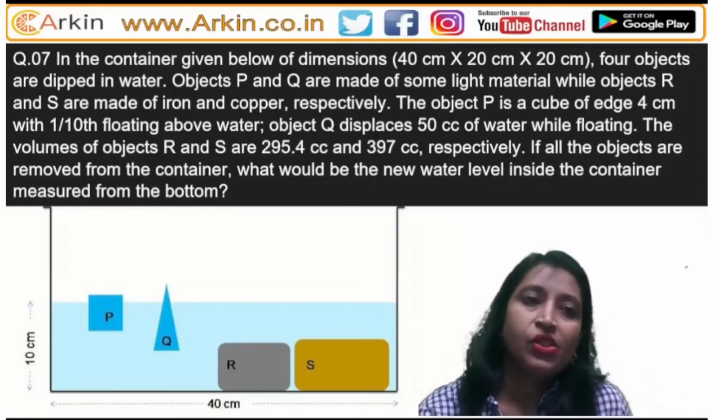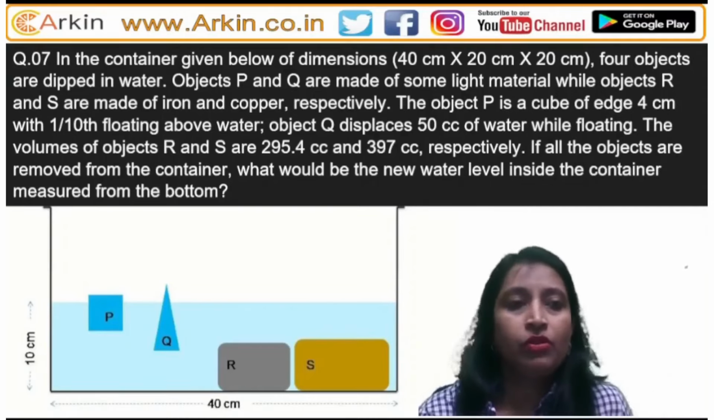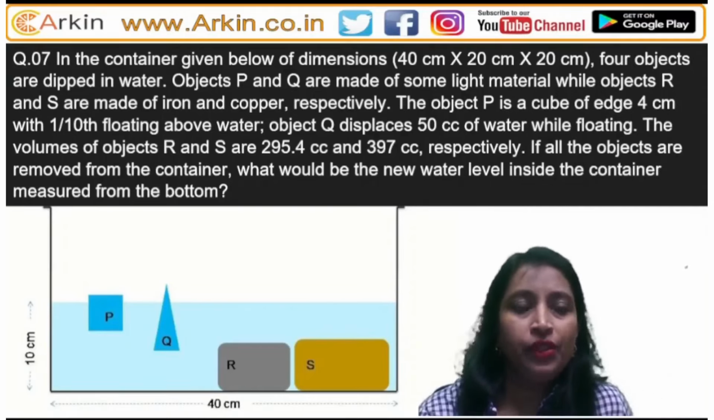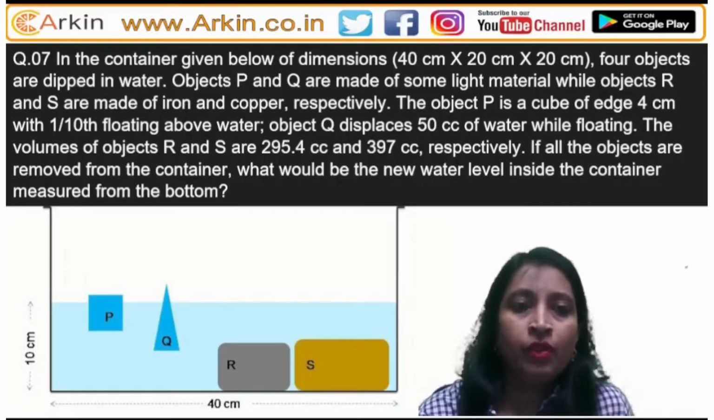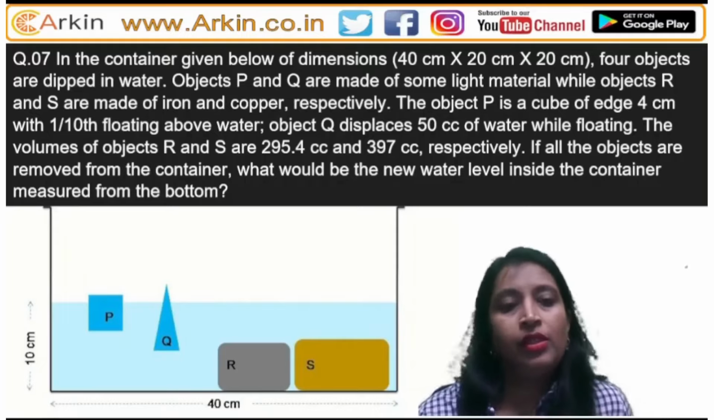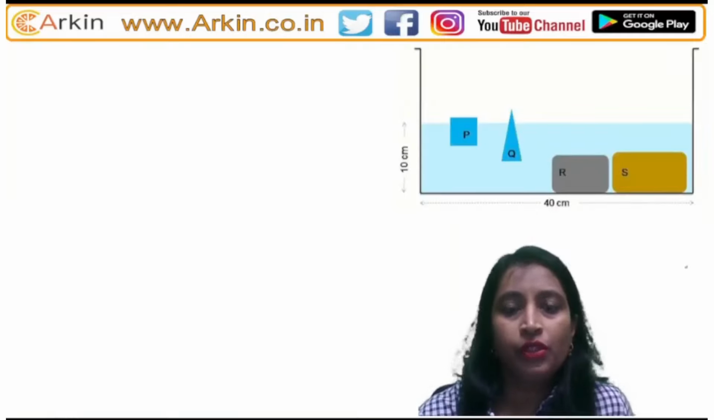Hi everyone. So let's do question number 7 of the 2021 paper. In this question, a container with water was given and its dimensions were also given, and 4 objects were dipped in it. It was asked, when all 4 objects are taken out, what will be the new volume of water? So first let's jot down all the information given in this question.